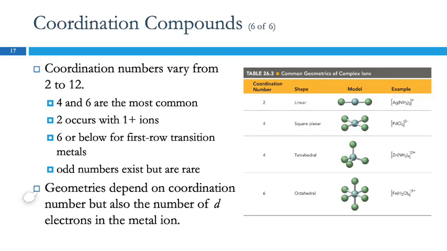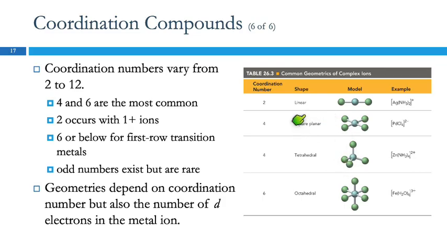The geometry that they form depends on the coordination number, but also on the number of d electrons in the metal ion. And so this relates back to VSEPR theory. So the coordination number is like the number of groups attached to the central atom. Coordination number of 2, you're going to get a linear shape. They're going to be attached on opposite sides. 4, what we're most familiar with is tetrahedral. So that's when we have 4 electron groups around a central atom.